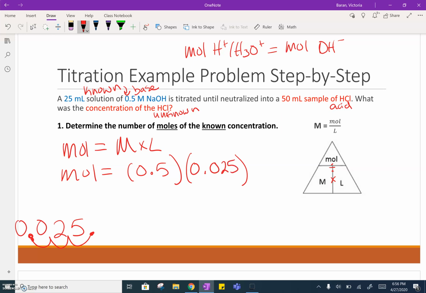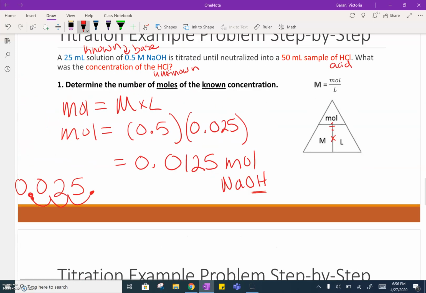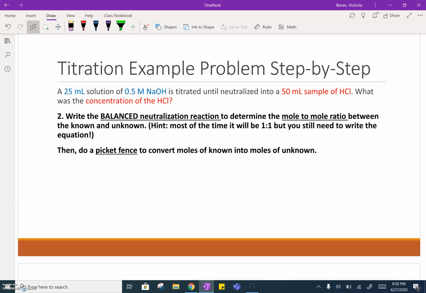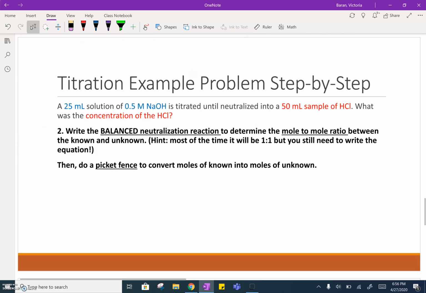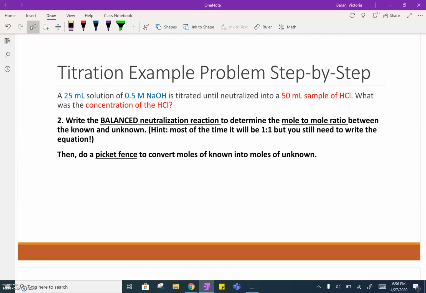0.025 liters. So now we're going to figure out how many moles of NaOH that we have. So we're going to have 0.0125 moles of NaOH. And when this disassociates, we will still have the same number of those hydroxide ions present. Now we're going to use this in our next step. So we know how many moles of the base we have. Now we need to figure out how many moles of the acid we have.